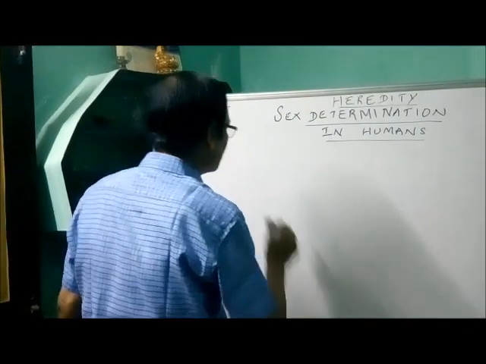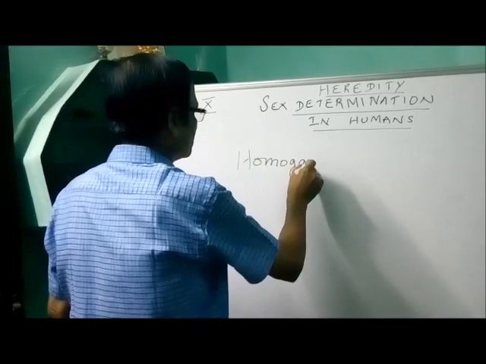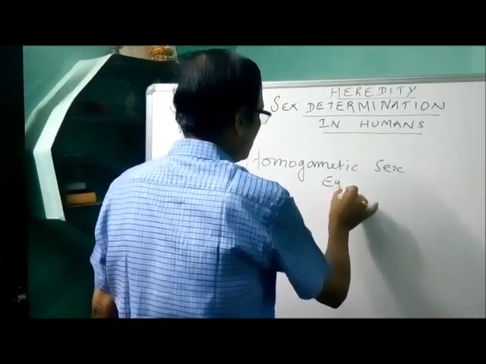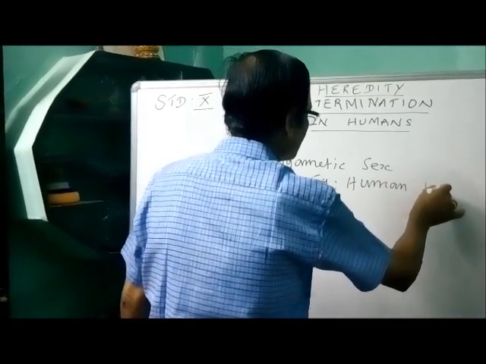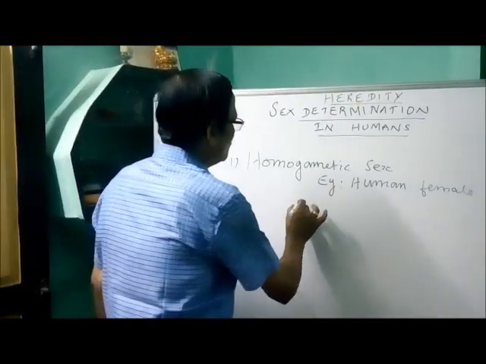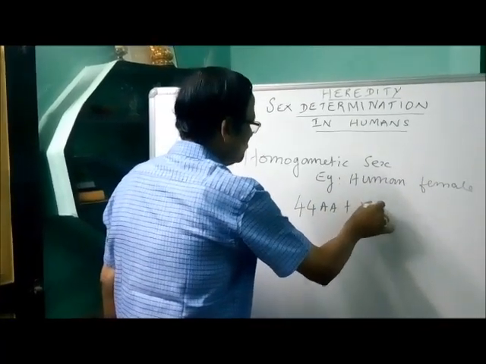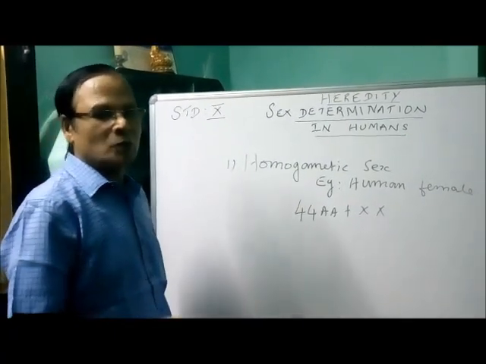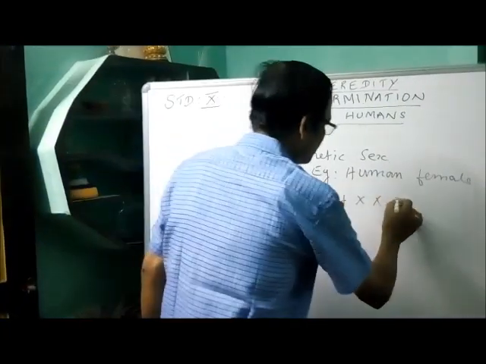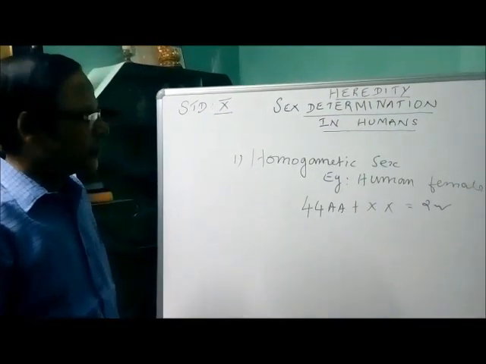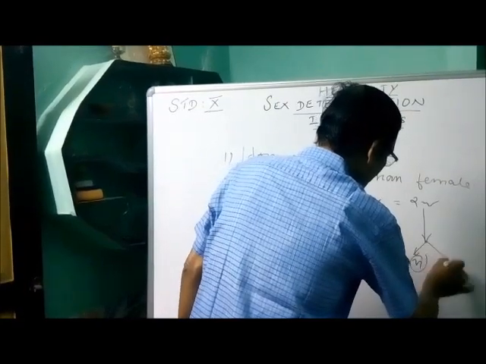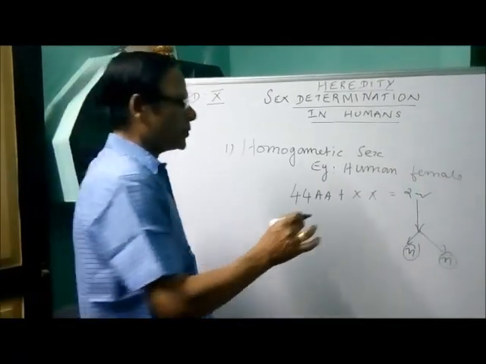One, homogametic sex. This is number one. For example, human female. Human female is an example for homogametic sex. If you are taking the chromosomal constitution of human female, they have 44 autosomes plus 2 similar homomorphic sex chromosomes. Homomorphic means similar morphological chromosomes. Now, during the formation of gametes, now it is equal to 2n. So, what is happening during the formation of gametes, that is gametogenesis? The diploid number of chromosomes is reduced to haploid by means of meiosis.